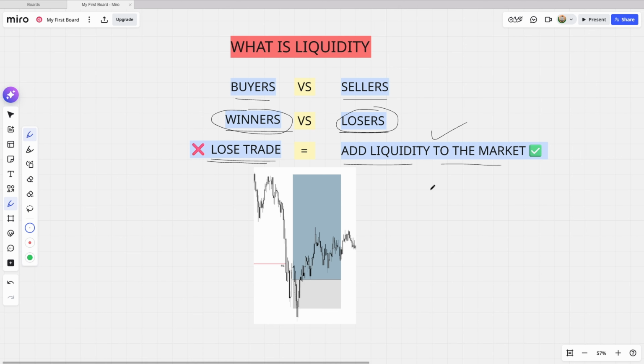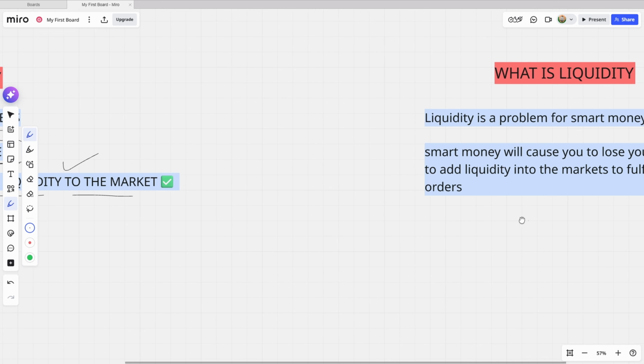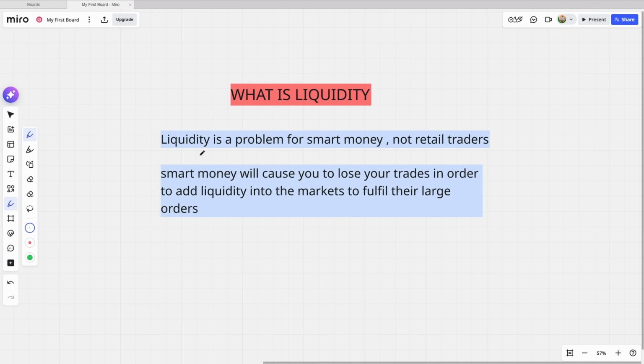For retail traders like us, liquidity isn't really a problem. We're trading relatively small position sizes, so our orders can be filled easily. But for large financial institutions, liquidity is a very big problem. These institutions are trading with millions, sometimes billions of dollars. If they want to place a large buy order, they need an equally large sell order on the other side. And finding someone willing to sell that much at the exact same price is very rare. So how do they solve this problem?